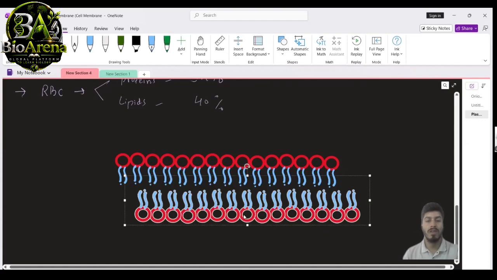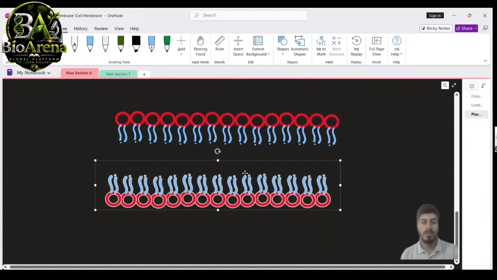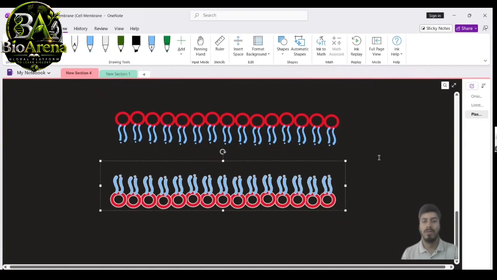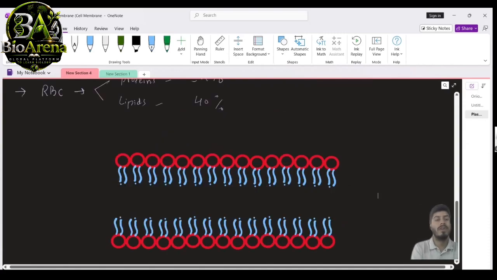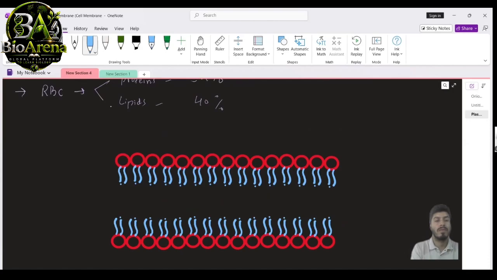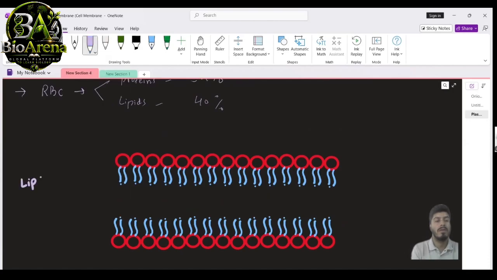So this is our next layer. Yeah, these are two layers. So plasma membrane is lipid bilayer. I will write here. This is lipid bilayer. Now, what is inside this lipid bilayer?